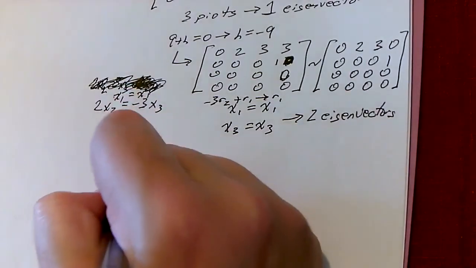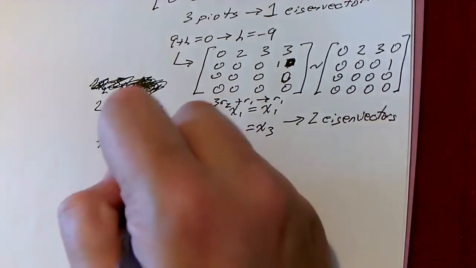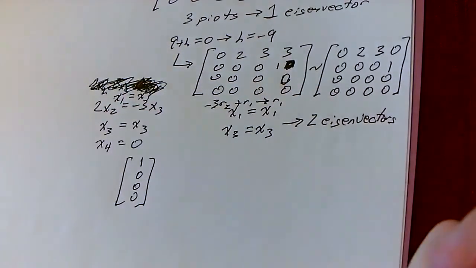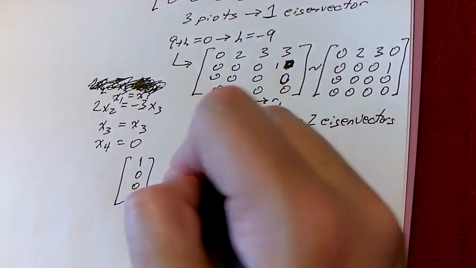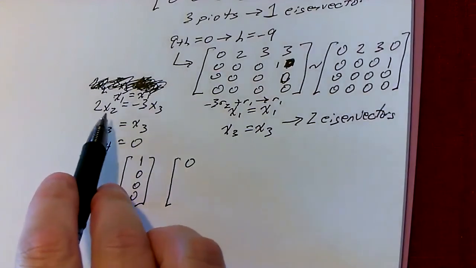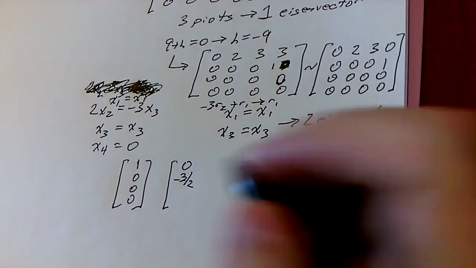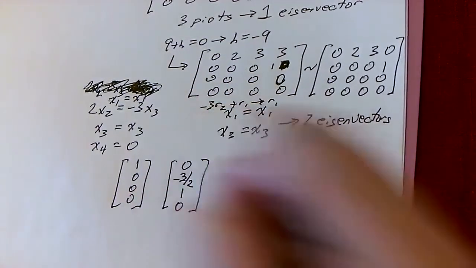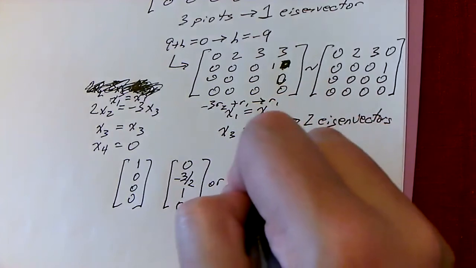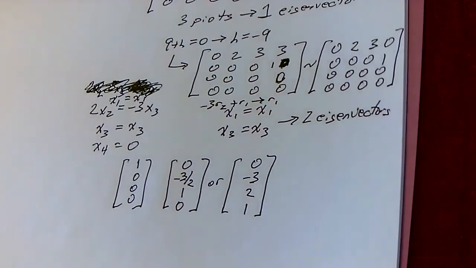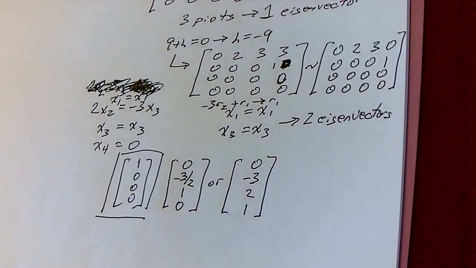So my eigenvectors, okay, for x1, that's going to be 1, 0, 0, 0. There are no other x1s in there. My other eigenvector is going to have 0. I've got 2x2 here, so I've really got negative 3 halves. Okay, x3 is the free variable, so that's 0, and x4 is 0. Or you could write this as multiply everything by 2. I get 0, negative 3, 2, and 1. So my eigenvectors are this one or either of those two.